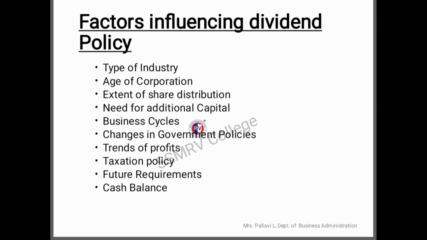And the last factor which is influencing the dividend policy is cash balance. Okay, so cash balance is the working capital of the company. You know that for day to day expenses of the company, working capital is very much required. If they pay out all the profits as dividends, what will the company do to maintain the day to day expenses? So after calculating the cash balance and requirements, they decide on the dividend policy. So these are the factors influencing dividend policy.